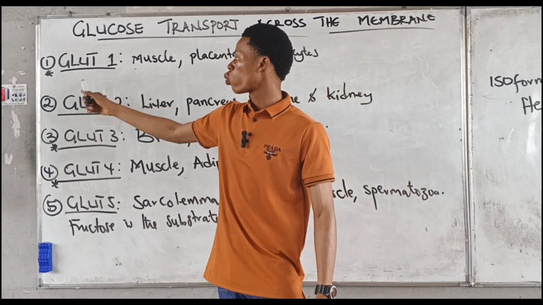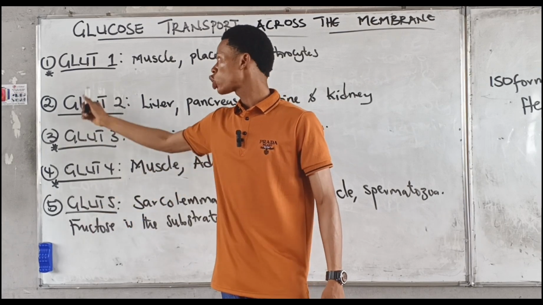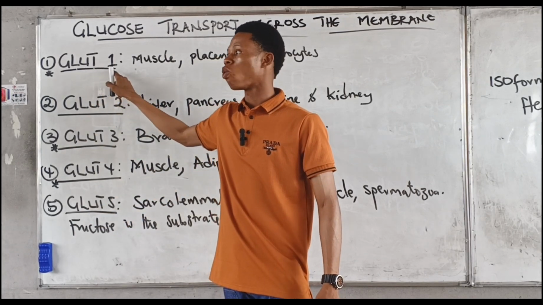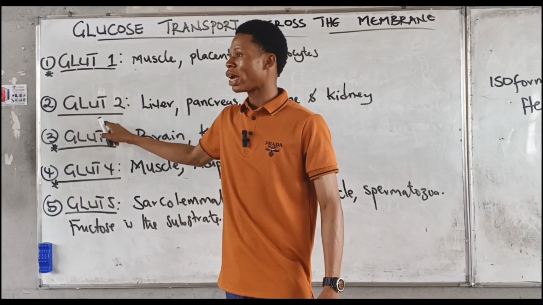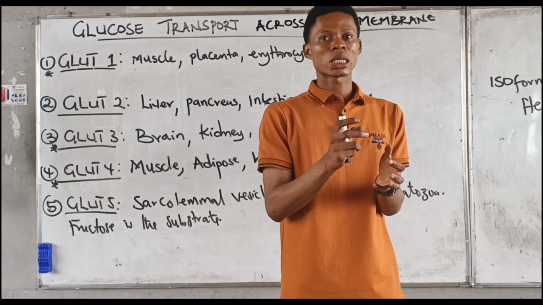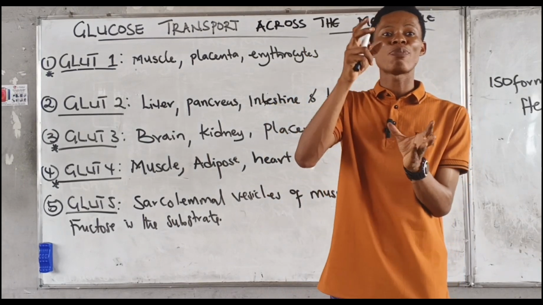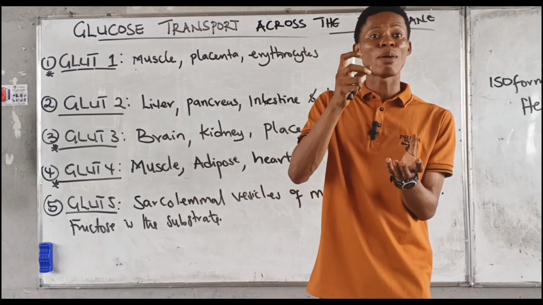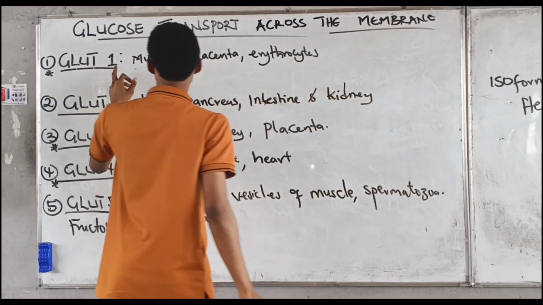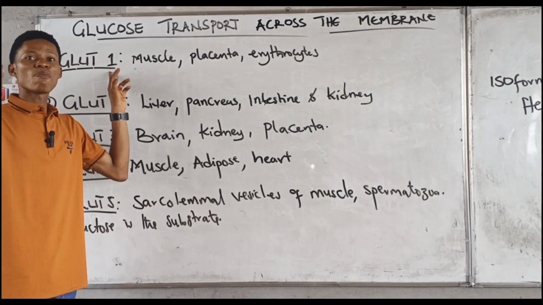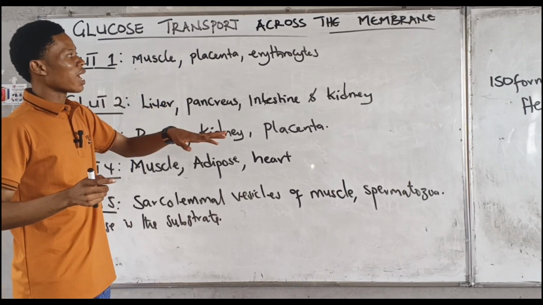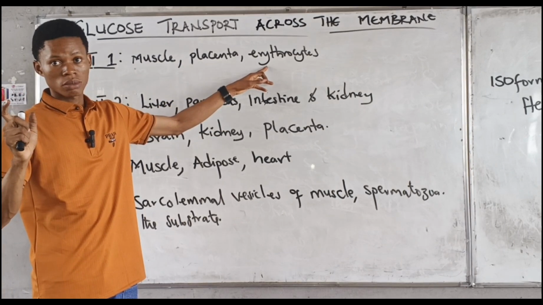Now, we have GLUT1 to GLUT5. This GLUT stands for glucose transporter. So this is glucose transporter 1, this is glucose transporter 2, and that's the fifth one here. Now, these glucose transporters are located in the plasma membrane, the cell membrane, of different cells. GLUT1 is located in the plasma membrane of muscles, placenta, erythrocytes, and others.